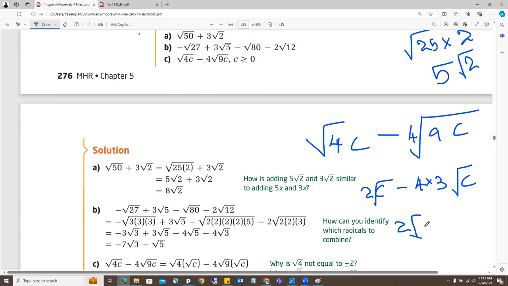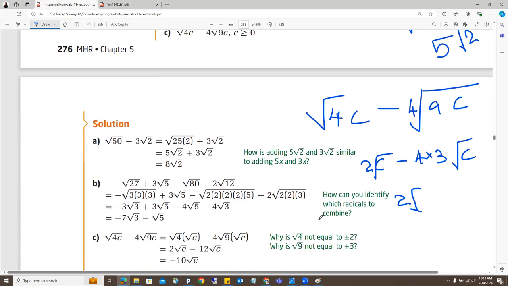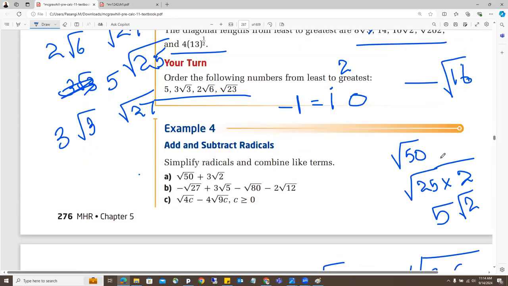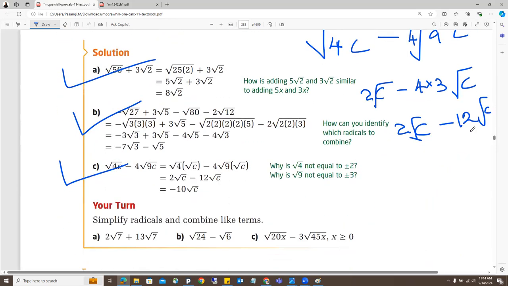The last one I got minus 10 root C. Okay, these are the answers. The last one, minus 10 root C. I didn't complete it. 2C minus 12 root C, then the final answer is minus 10 root C. It's clear, right?